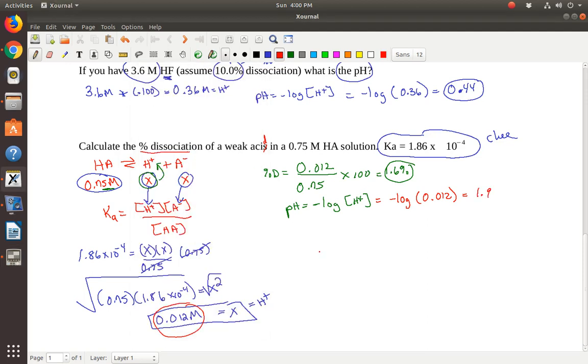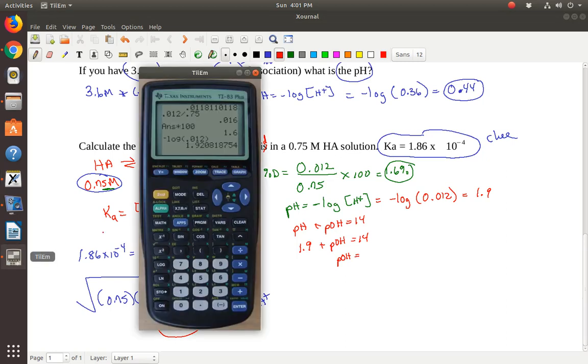All right, is there anything else I can calculate here? Well, I know that pH plus pOH is 14. So 1.9 plus the pOH equals 14. So the pOH equals 14 minus 1.9, which is 12.1. That's the pOH.